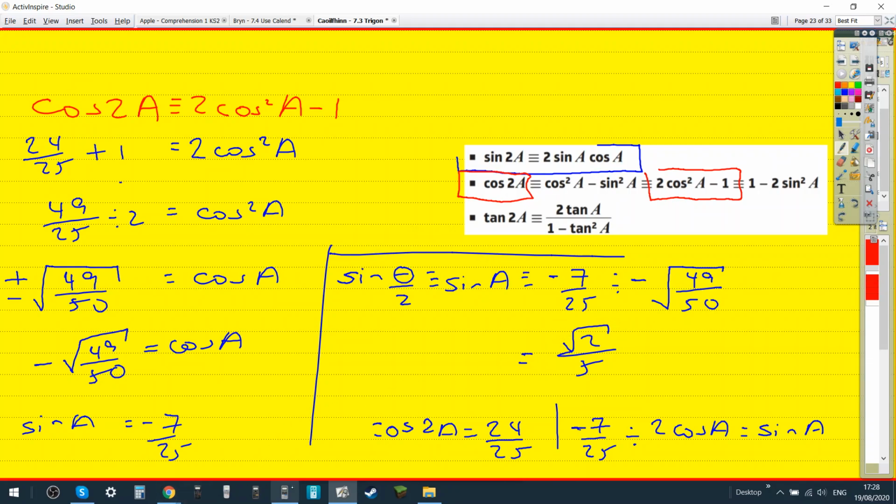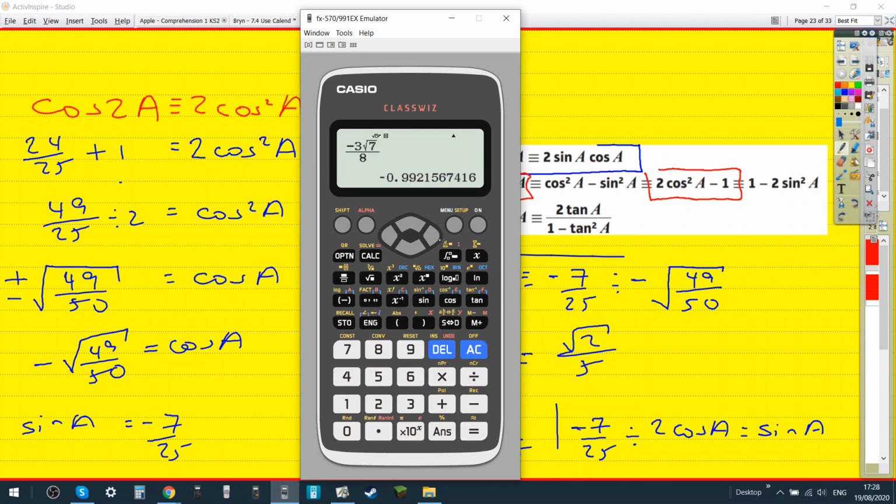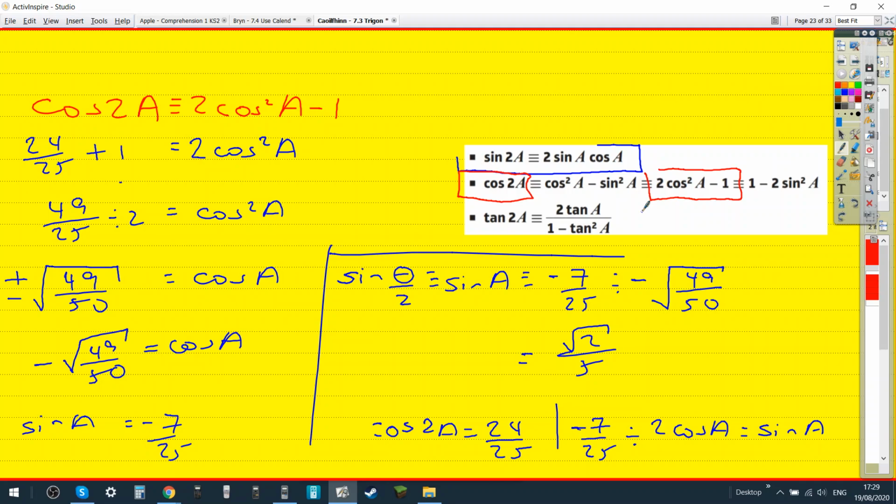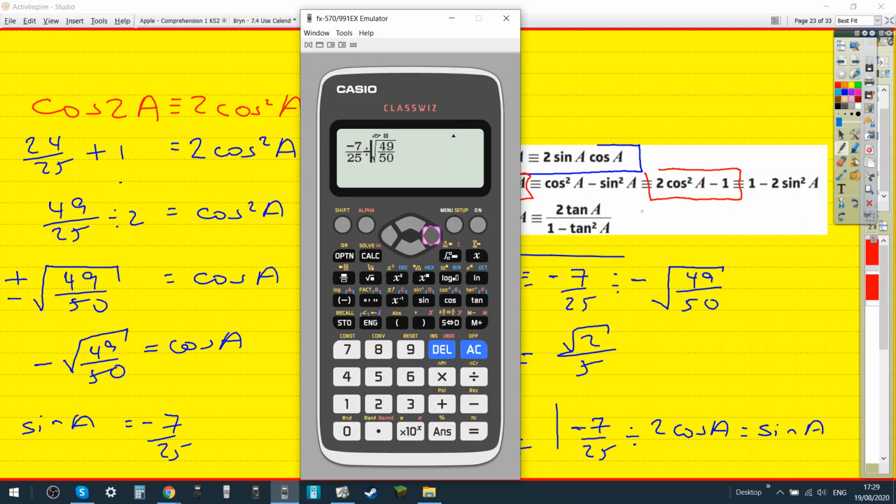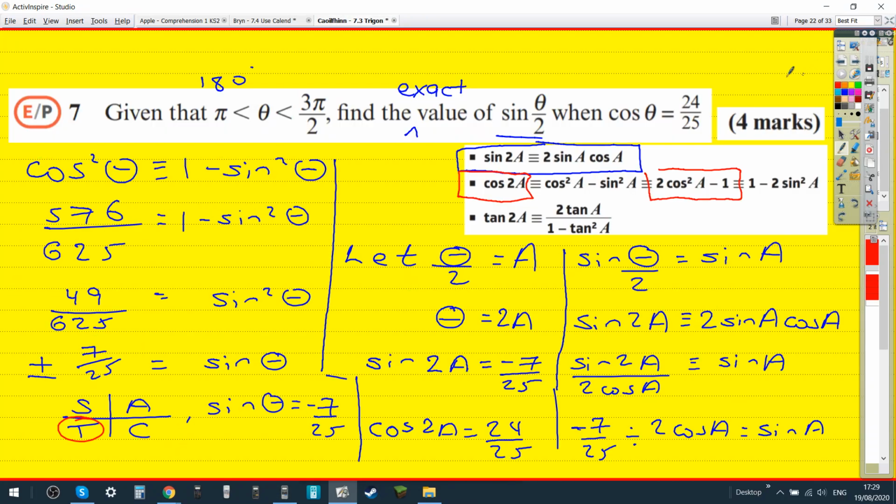Let's see. What did you put in your calculator? Minus 7 over 25 divided by minus root 49 over 50. Do I need to put brackets in? No. Minus 7, 25, minus root 2. I'm forgetting a minus. However, I'm getting root 2 over 5. They have root 2 over 10. Let's check our stuff.